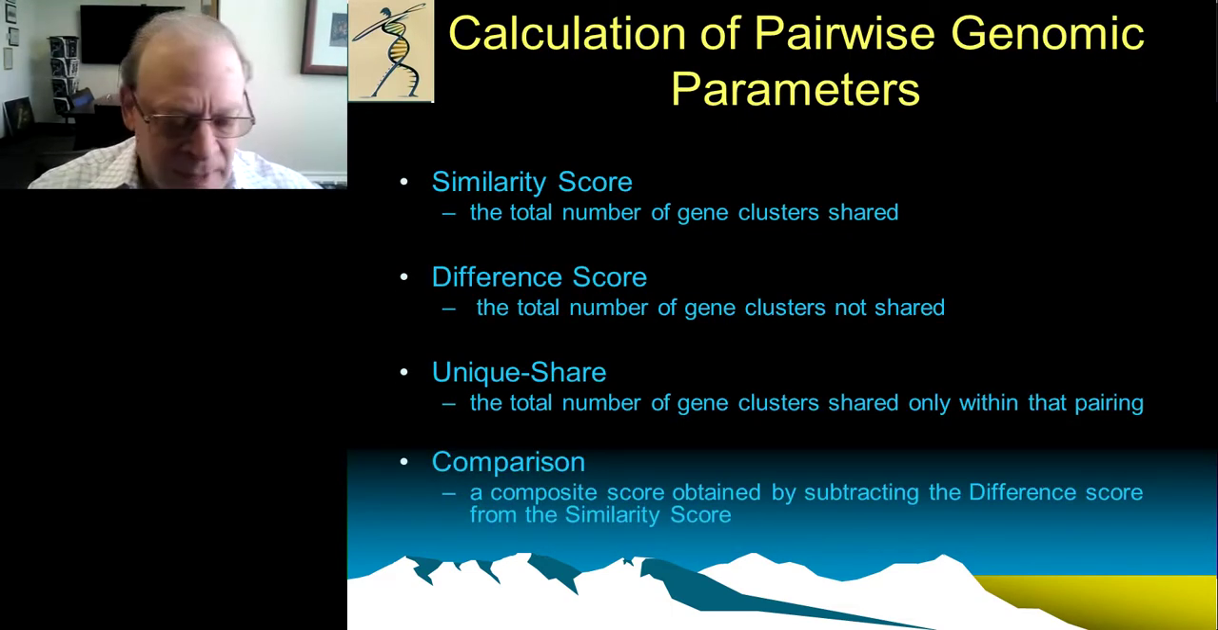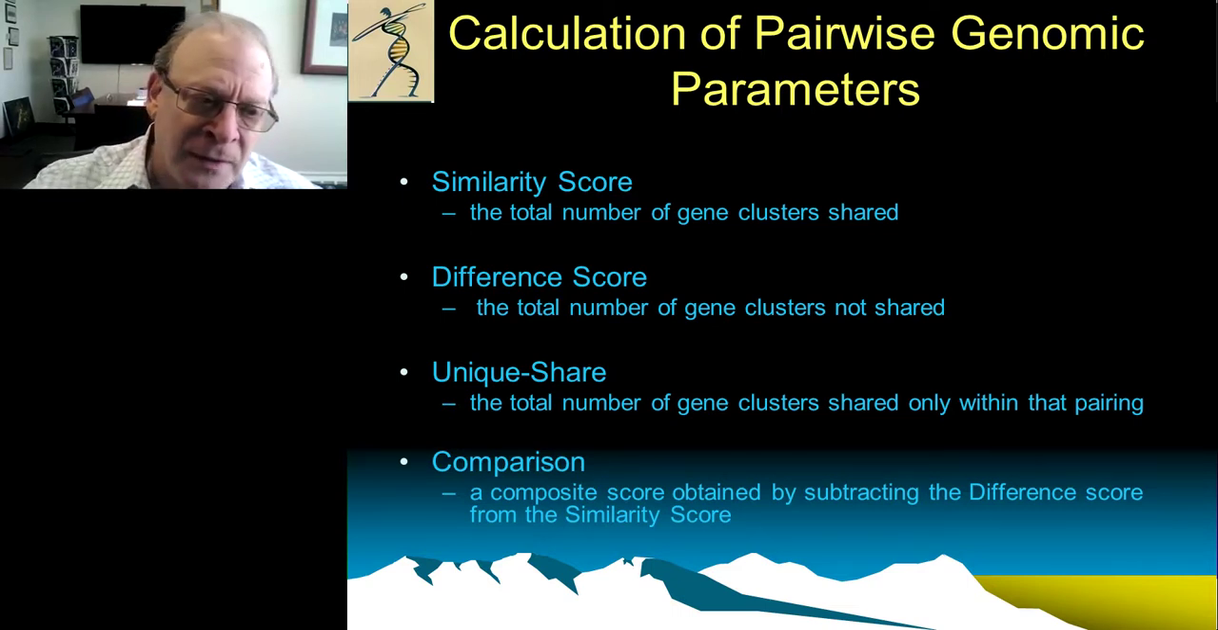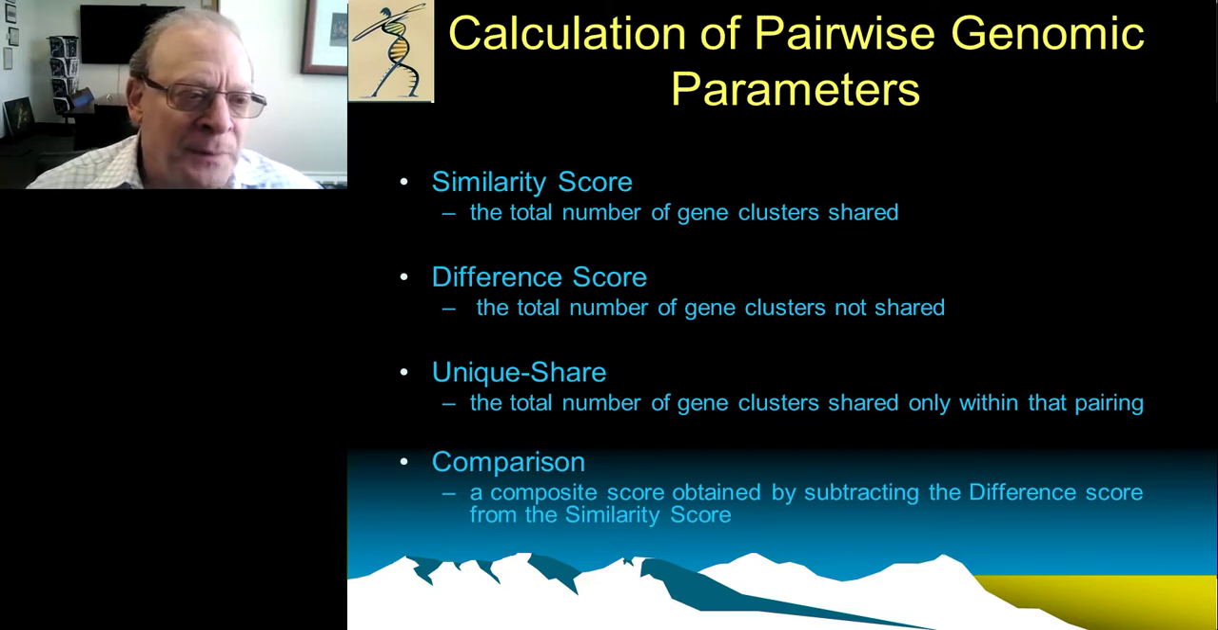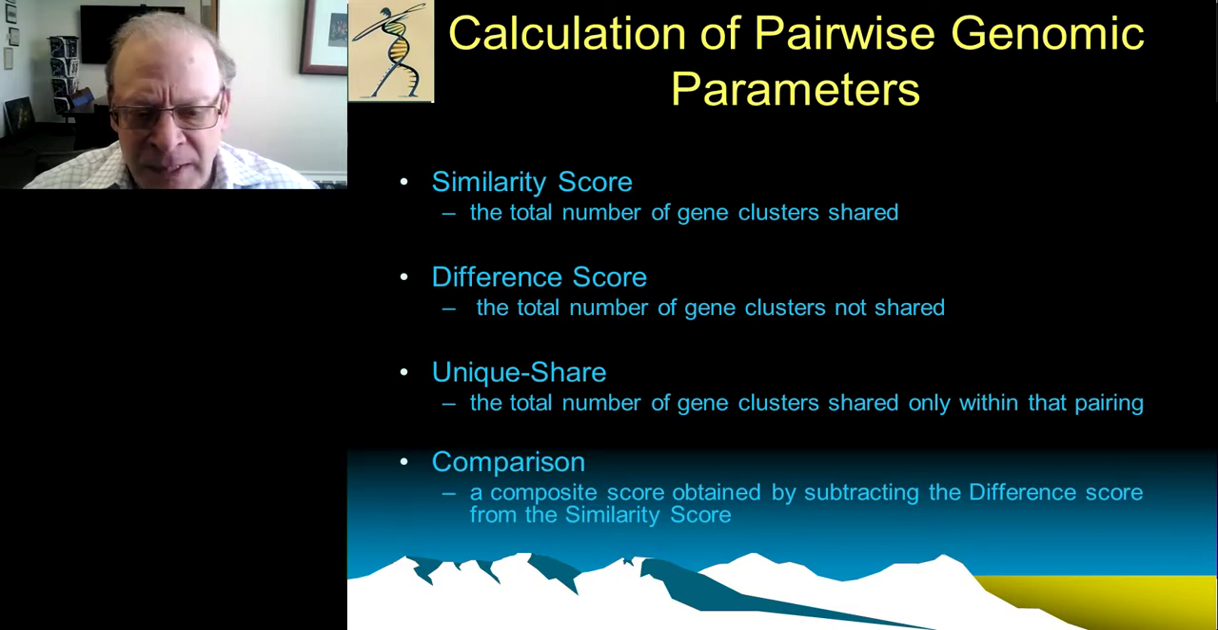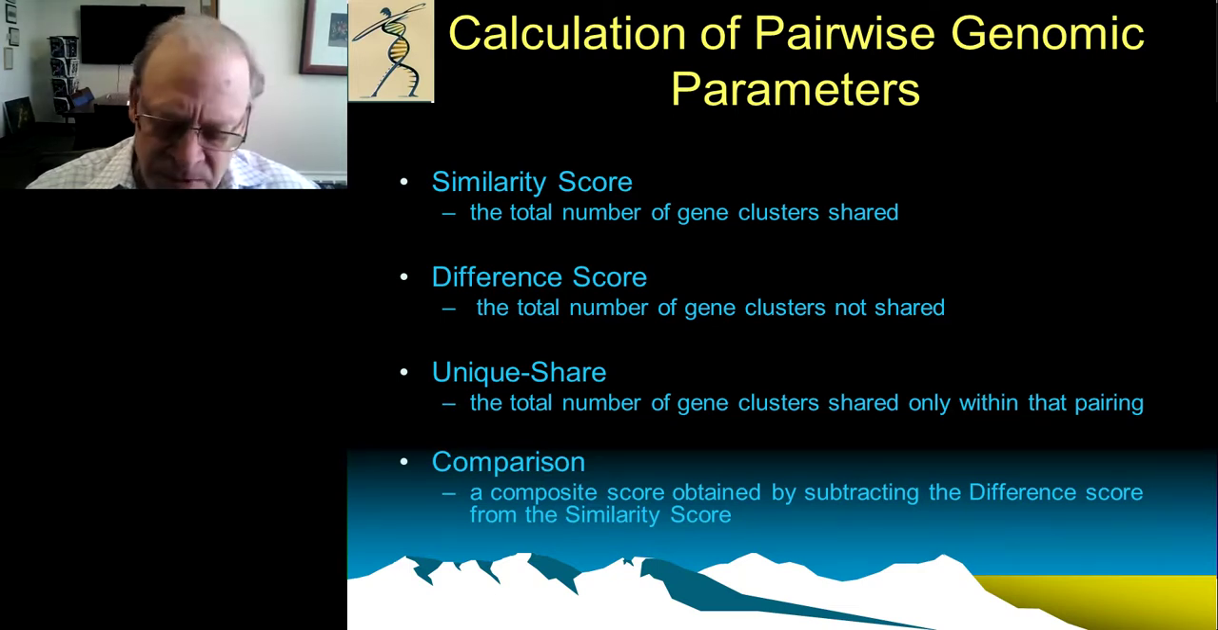Once you start realizing that you have this enormous diversity in gene content, you can actually start looking at parameters that no one ever thought to look at before. And so we developed a number of parameters, including the similarity score, which is the total number of gene clusters shared between a pair; the difference score, which is the total number of gene clusters not shared between a pair; the unique share, that is the total number of gene clusters shared only within that pairing; and then a composite score, a comparison score, which is obtained by subtracting the difference score from the similarity score.